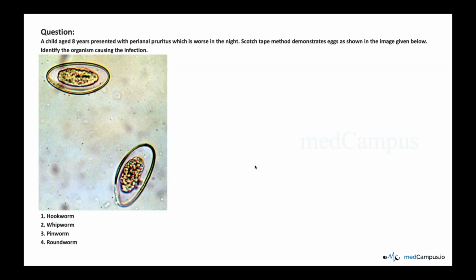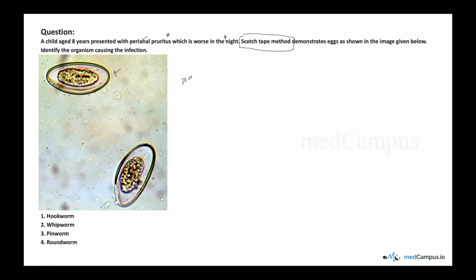So the next question, as you can see, is a child aged 8 years presented with perianal pruritus, which is worse at night. The Scotch tape method demonstrates X as shown in the given image. Identify the organism causing the infection. There are two steps here. First, you have to identify the diagnosis: perianal pruritus, for which the Scotch tape method is used. Next, identify the egg seen in the stool.